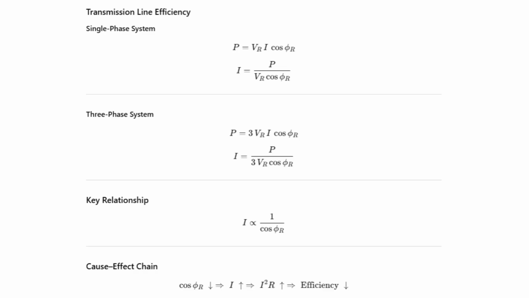Higher current means higher line losses. Higher losses mean lower efficiency. This is why utilities hate low power factor. It silently wastes energy like leakage from a cracked pipe.